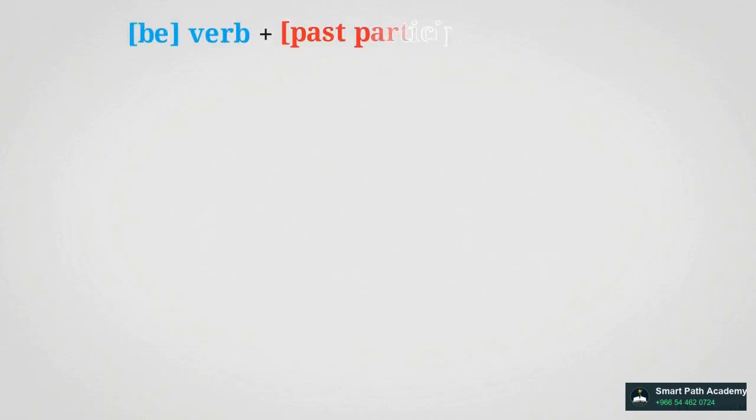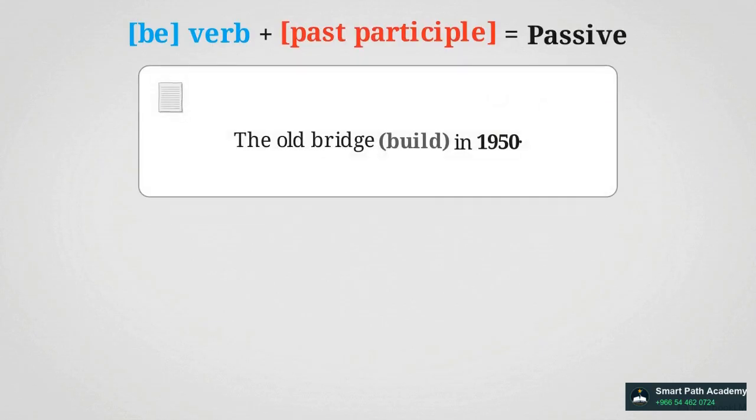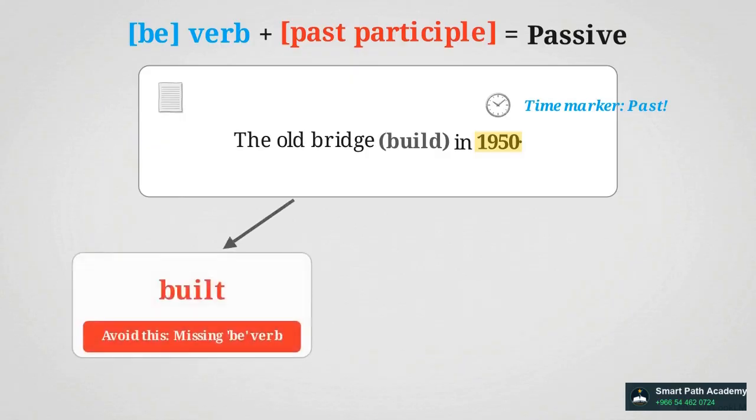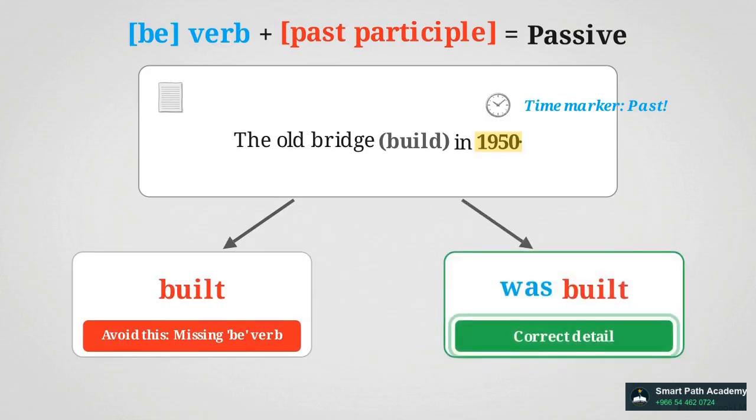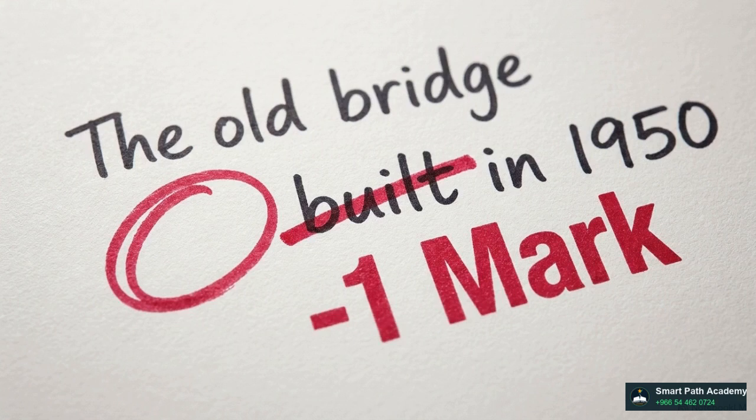Building the passive voice requires a two-part formula: a be verb plus a past participle. Let's apply this. Scan for the time marker. 1950 means past tense. Avoid mistakenly writing just built, which misses the be verb. The exact required answer is was built. Omitting that small helping verb collapses the passive structure and will cost you the mark.